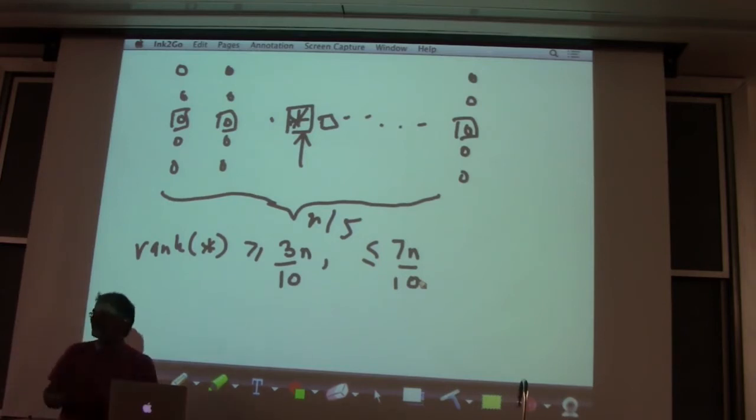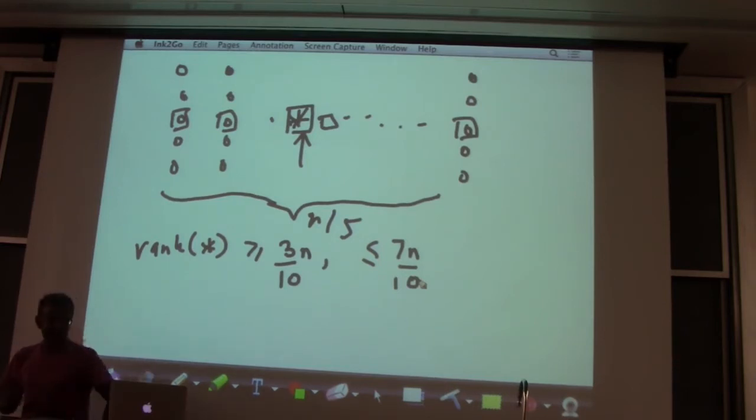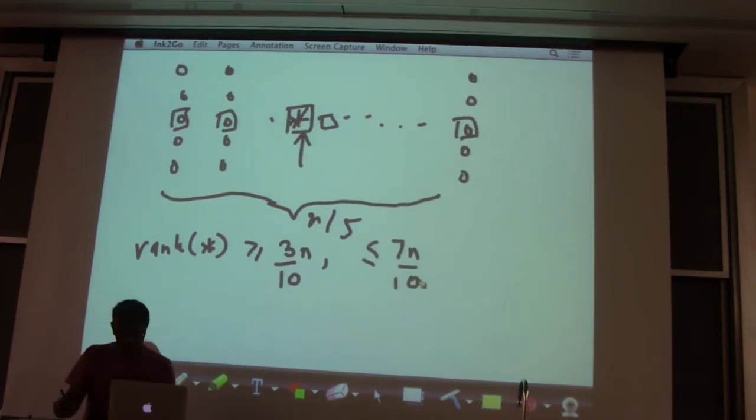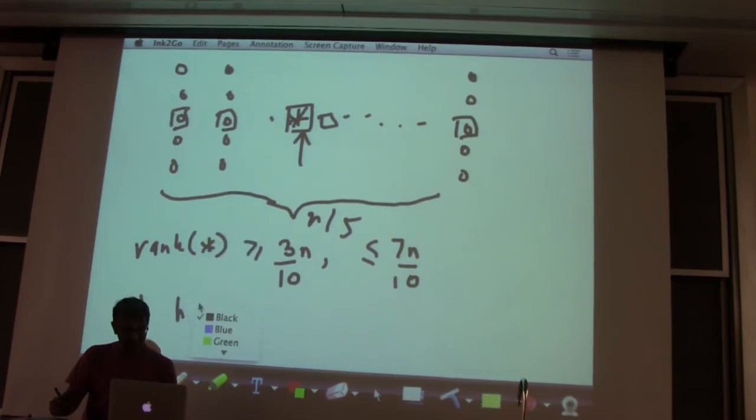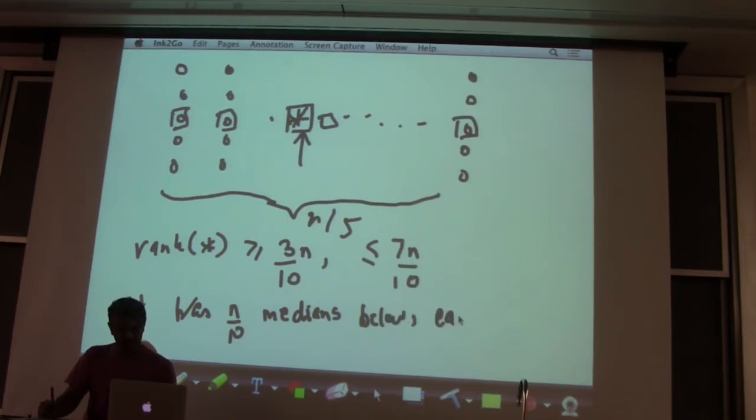Can you write down the formula? Sorry? Can you write down how many it is? Yeah. So basically, the element star has n over 10 medians below, and each has 2 more below.